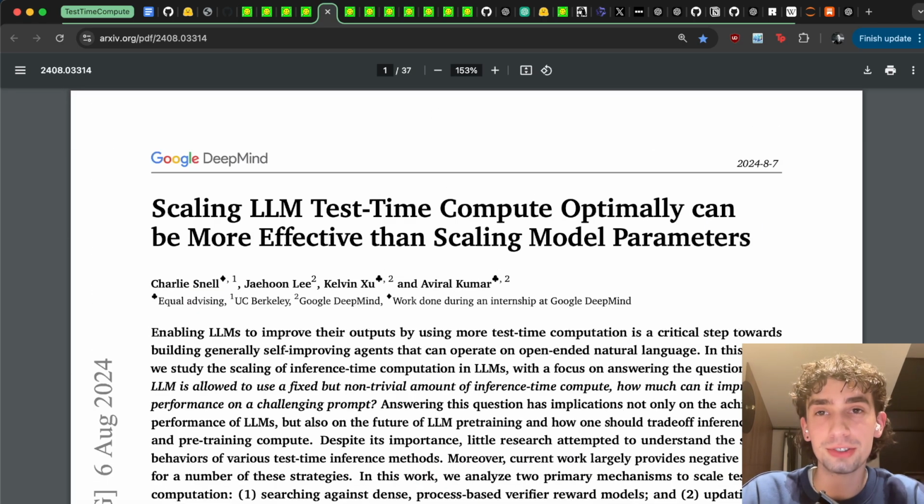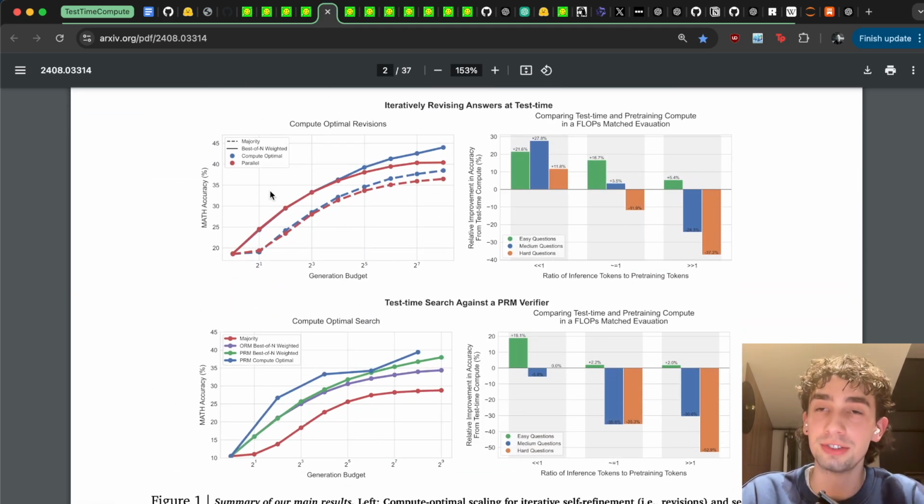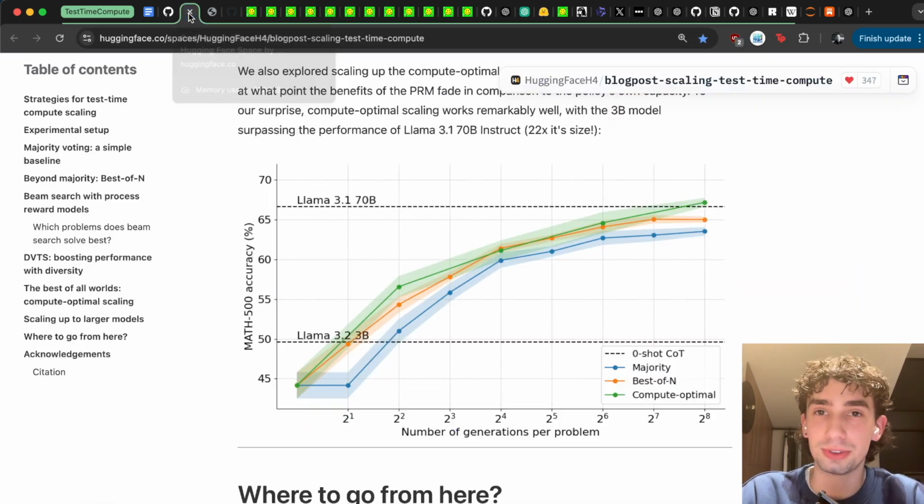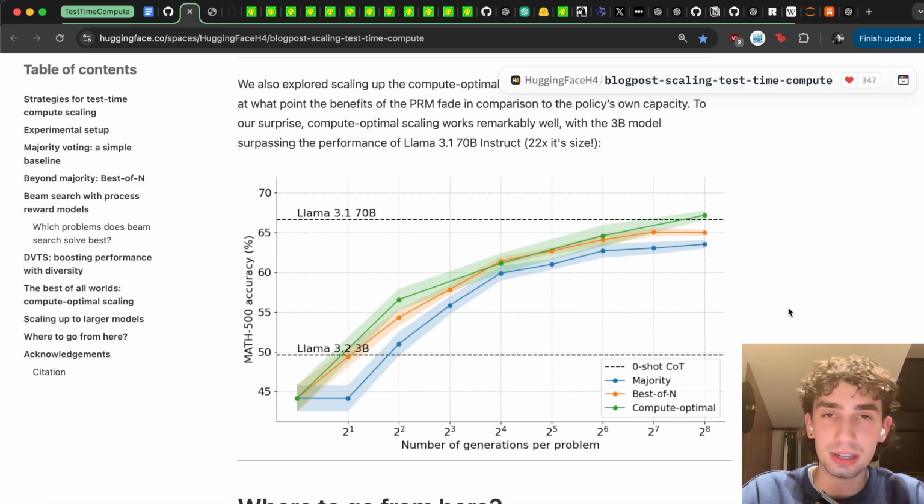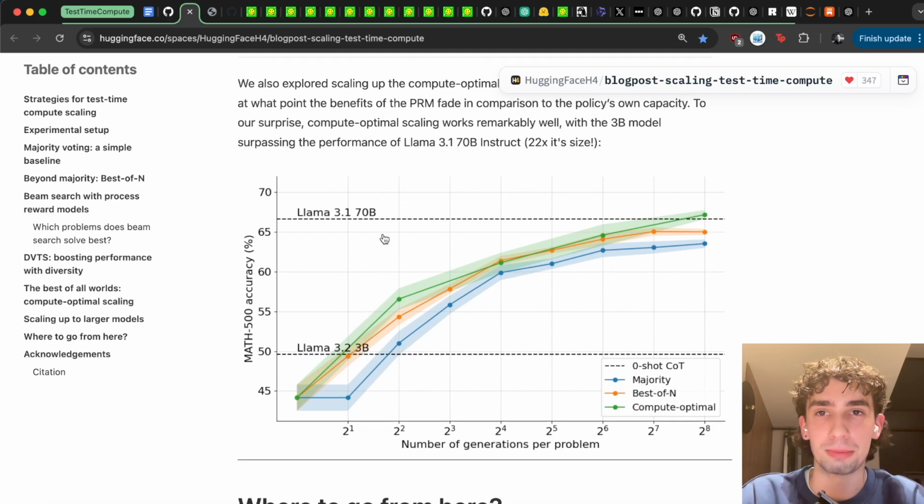And so the Hugging Face team took from this paper and Google DeepMind's findings for this and applied it back to their algorithms here. And when scaling up the parameter size a little bit to the 3 billion parameter model, we're able to actually, with the compute optimal situation here, push performance of Llama 3.2 3B above the baseline accuracy performance of the 70 billion parameter Llama 3.1 model.